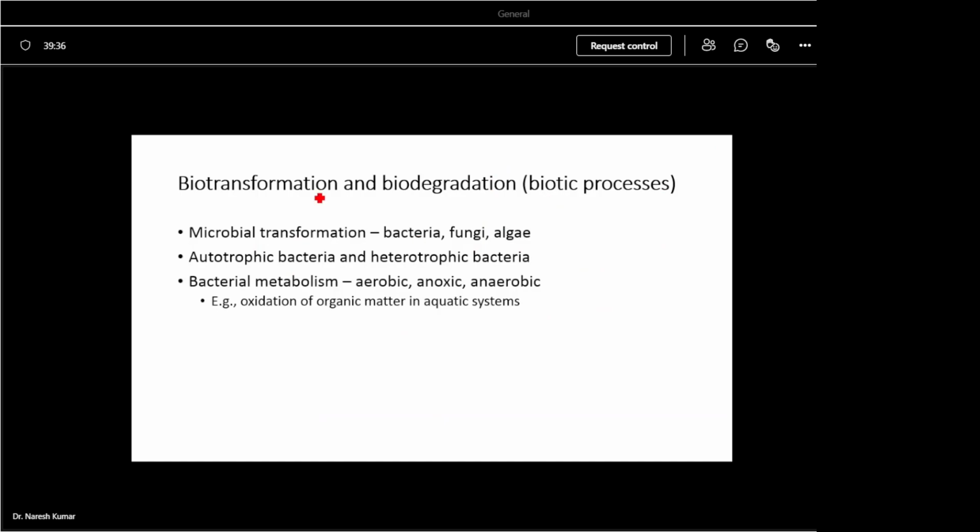Under biotic processes, we have biotransformation and biodegradation. So here we have microbial transformation, which is carried out by bacteria, fungi, algae. These are the organisms which are used in treating water, air, soil, wastewater. And within microbes, we have autotrophs and heterotrophs, which I have told you already. So you know this. And then I've also given you this example of aerobic, anoxic, and anaerobic metabolism in sulfur cycle.